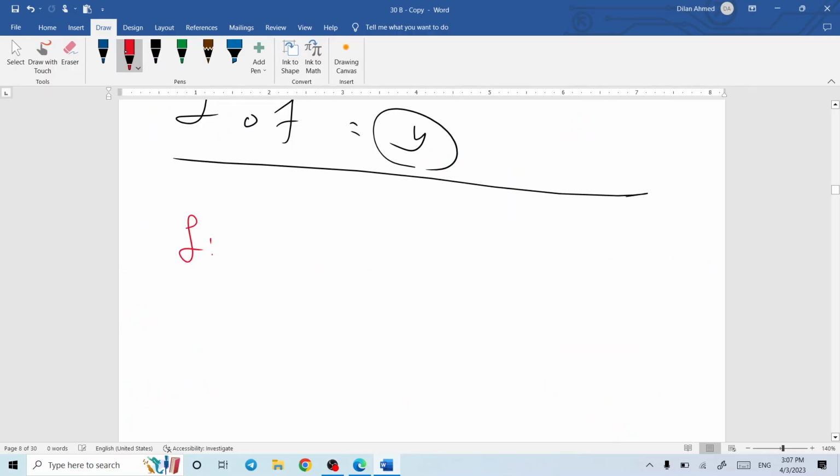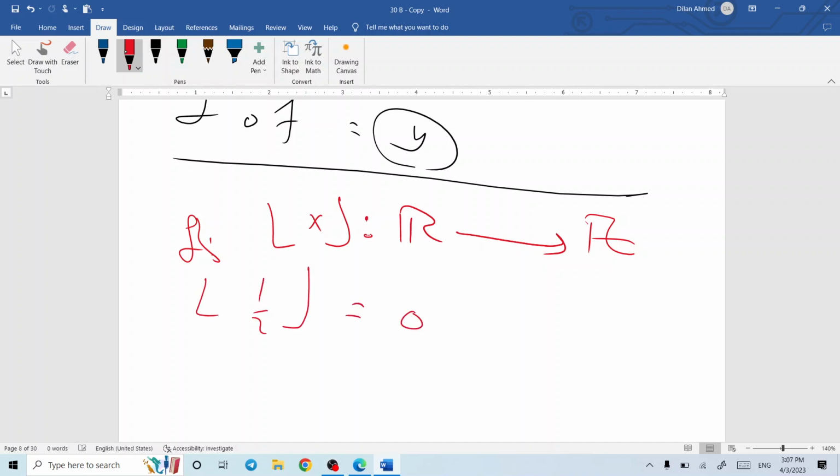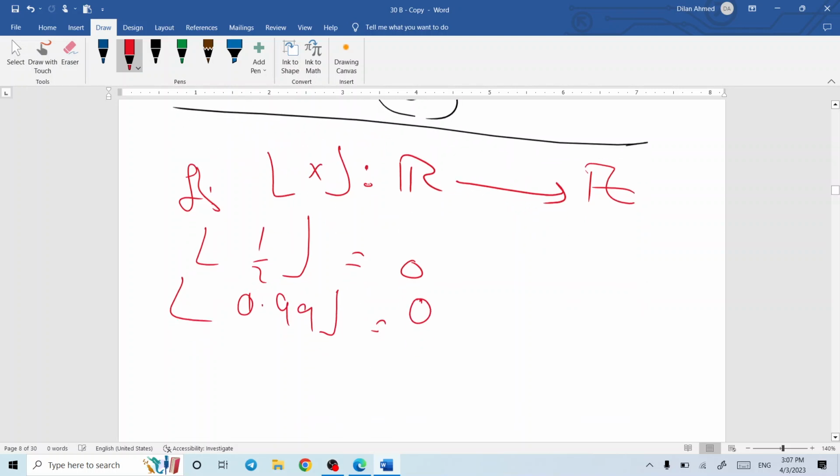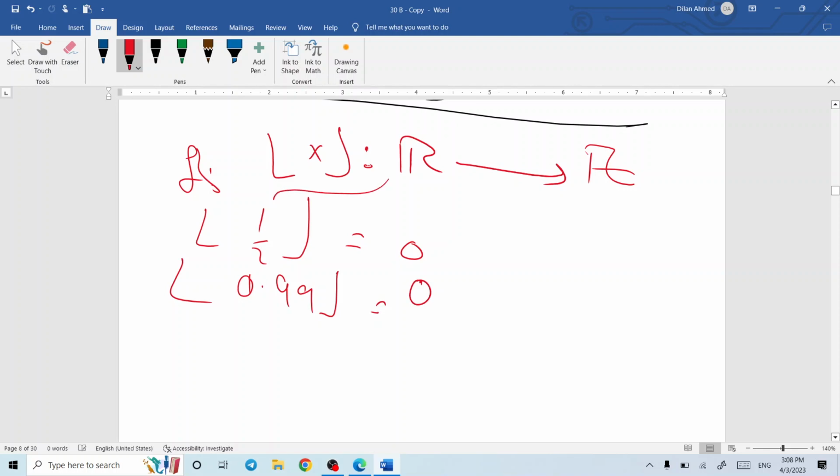This function, symbolized like that, is the floor function. It starts from all real numbers, but the output is what? Integer numbers. How? If I put 1 over 2, I'll get 0. If I put, let me say, 0.99, I'll also get 0. So if you see, we input everything. If I put 0, of course I'll get 0. So everything is included here. The output is what? 0, 0, 1, 1, 2, 3, 4.